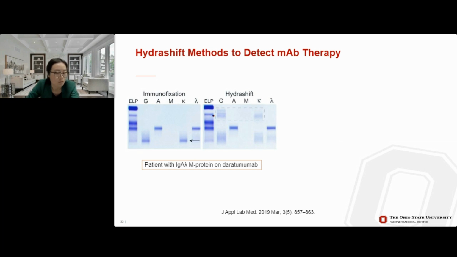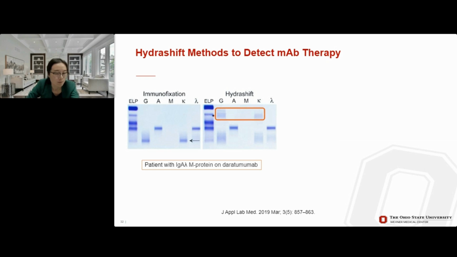The IFE results here on the left panel are from a patient with a lambda M protein and a suspected G kappa band. The G kappa band is not determined to be a malignant band, but rather from the treatment of daratumumab. When run on the HYDRASHIFT assay, the G kappa band disappears and the daratumumab and anti-daratumumab complex appear as a broad smear in the alpha region. The results indicate that the G kappa band visible on IFE was daratumumab.